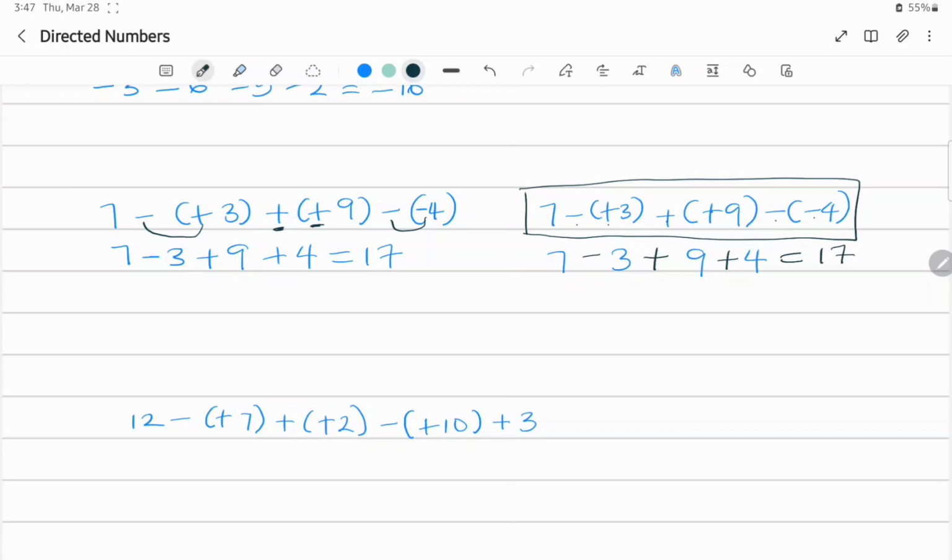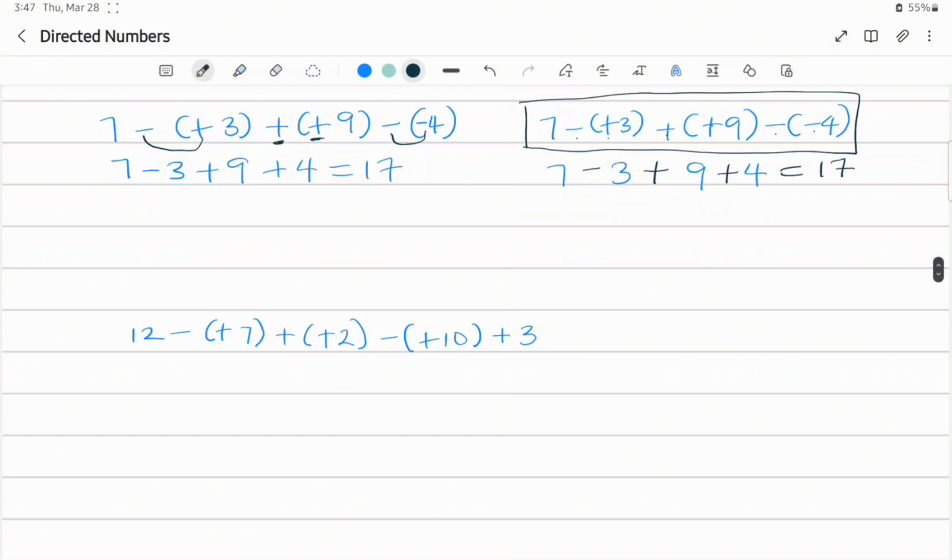Let's solve another example. 12, 7, 2, 10, 3. Now, let's insert the correct signs. A negative and a positive, opposite signs, gives a negative outcome. A positive and a positive, equal signs, give a positive outcome. A negative and a positive, that's opposite signs, gives a negative outcome, and there is no other sign before 3, so I'm simply going to rewrite the plus right here.